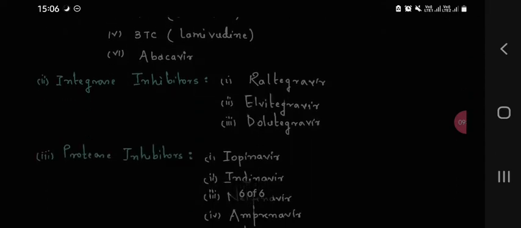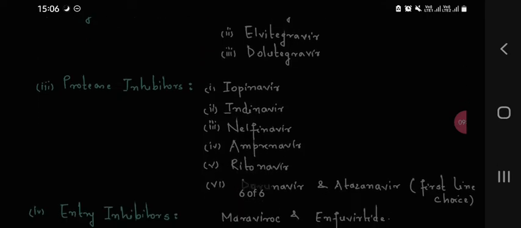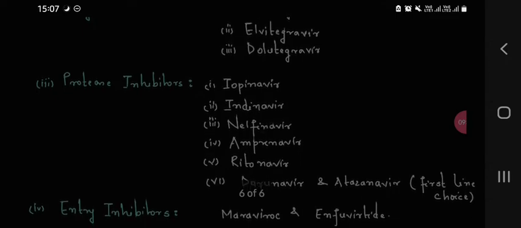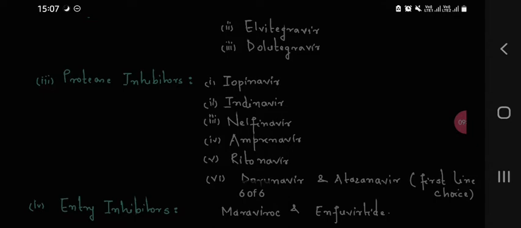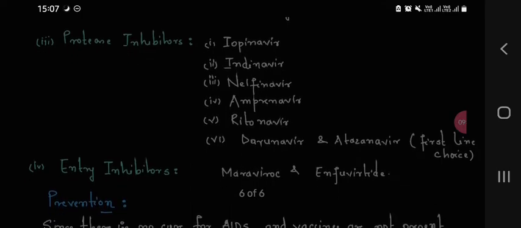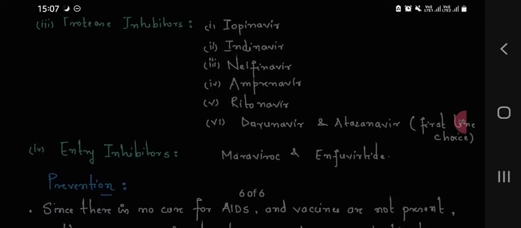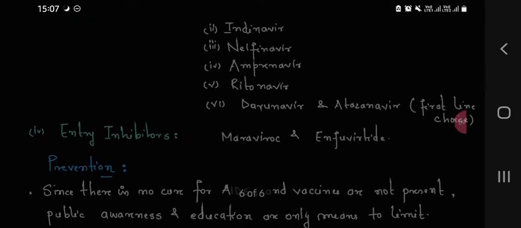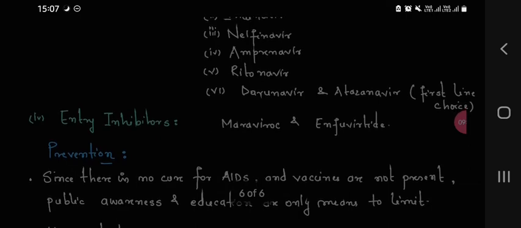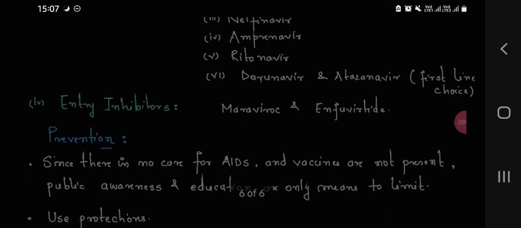Integrase inhibitors: raltegravir, elvitegravir and dolutegravir. Protease inhibitors: lopinavir, indinavir, nelfinavir, amprenavir, ritonavir, darunavir and atazanavir. First line choice. Entry inhibitors: maraviroc and enfuvirtide.